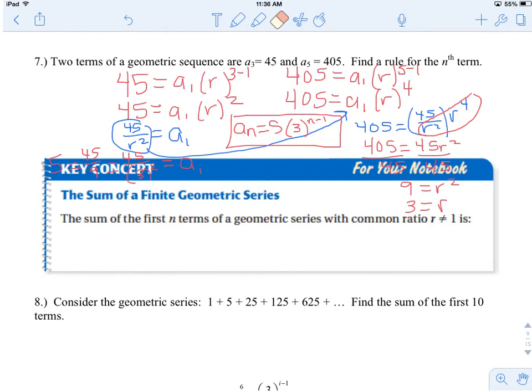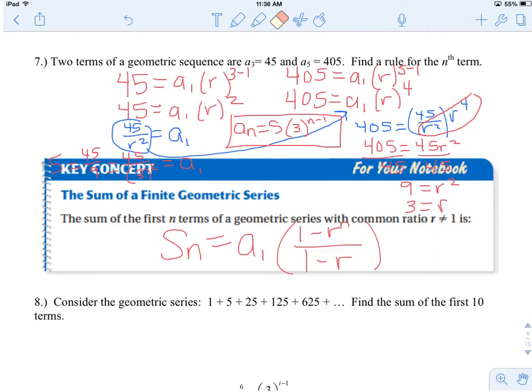Okay, so what do we do if we want to turn it into a geometric series rather than a sequence? What happens if we want to add up all of the terms in that sequence? The sum of the first n terms of a geometric series with common ratio r not equal to 1 is S sub n, the sum of the first n terms, equals your first term, a sub 1, times 1 minus the common ratio to the nth power, divided by 1 minus the common ratio.